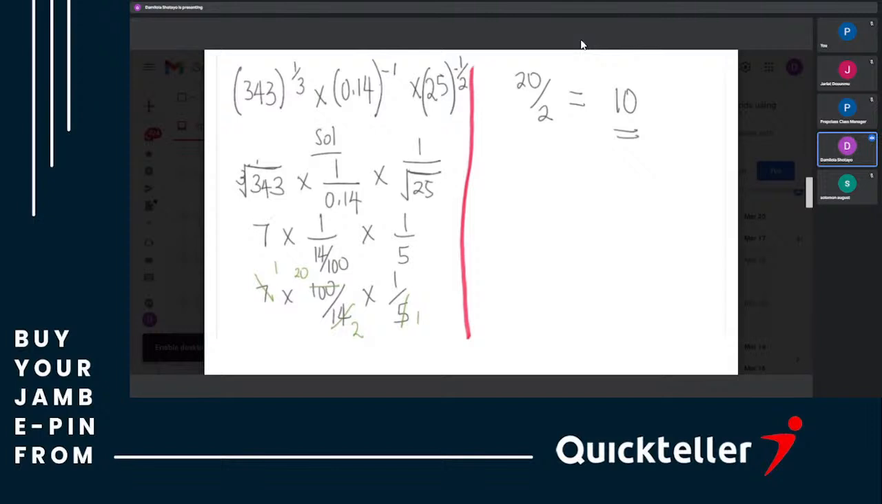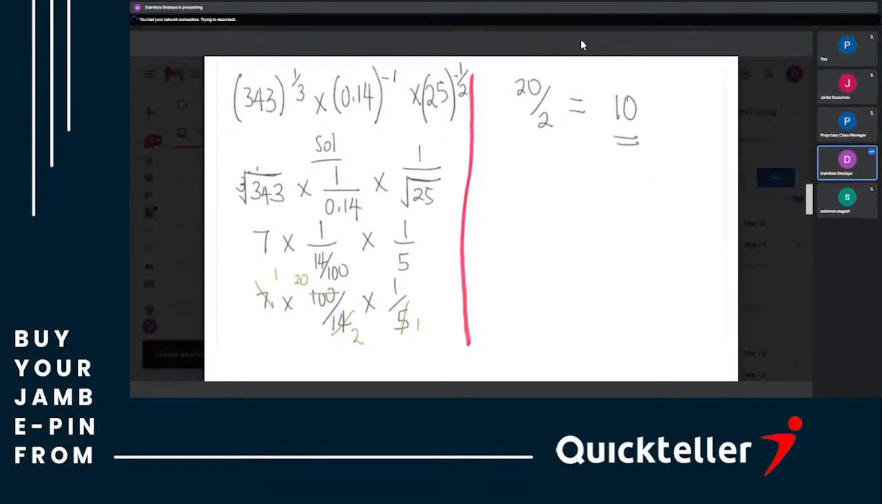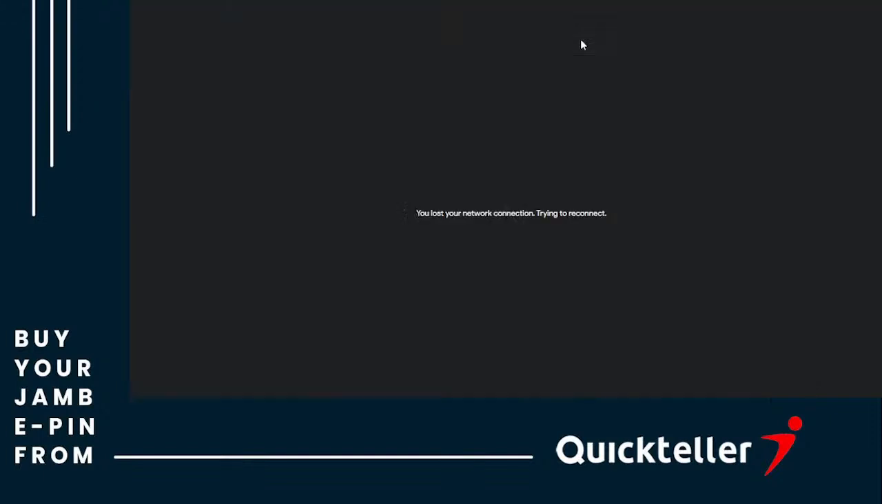You should also know the square roots of numbers from 1 to 15, at least 20. Cubes from 1 to 10, square roots from 1 to 20. Okay. What of the log?